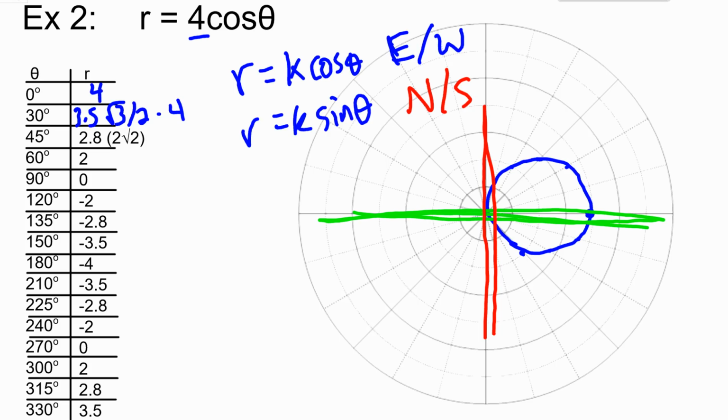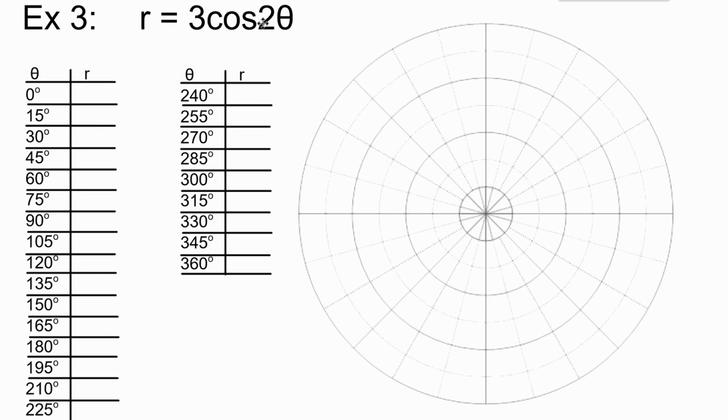Okay, so there's the first of our three special equations. Let's look at the next example, example 3. Now we have a situation set up where it's r equals 3 cosine of 2 theta. This is going to be a pretty big table to fill in. These are kind of tedious, as you can probably tell, so they're going to take a little bit of time as you do them. But the procedure is pretty much the same.